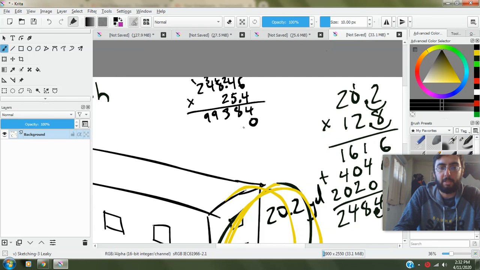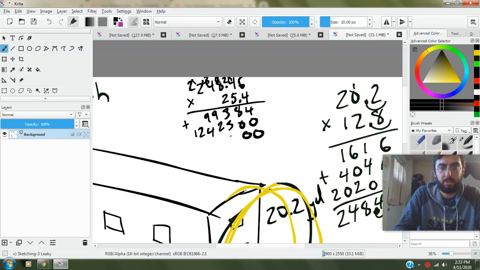5 times 6 is 30. 5 times 4 is 20, plus 3 is 23. 5 times 8 is 40, plus the 2 is 42. 5 times 4 is 20, plus the 4 is 24. 5 times 2 is 10, plus the 2 is 12. 2 placeholders. Now, 2 times 6, this one will go a little quicker.